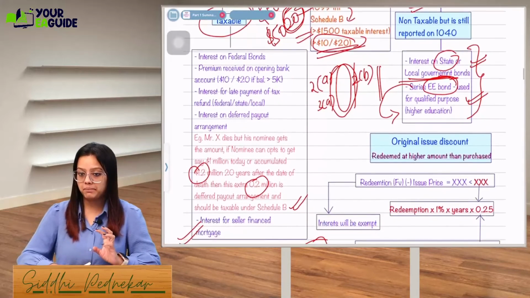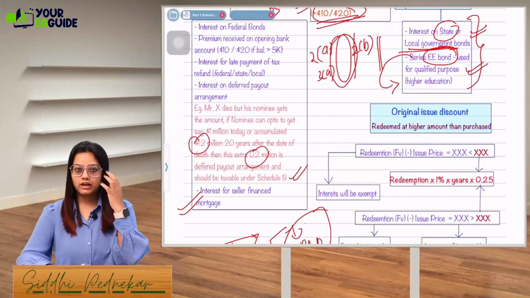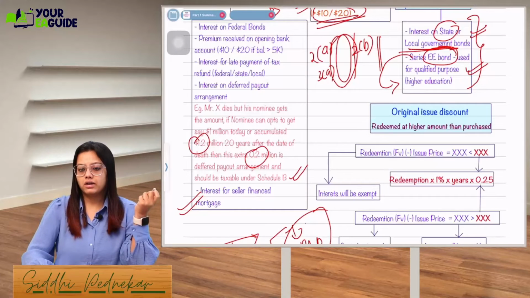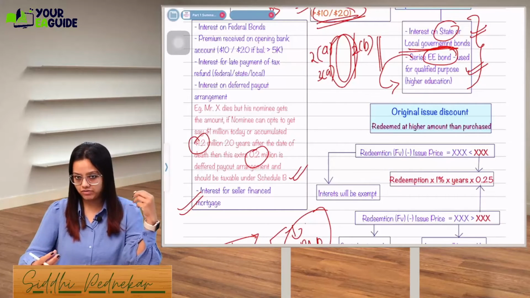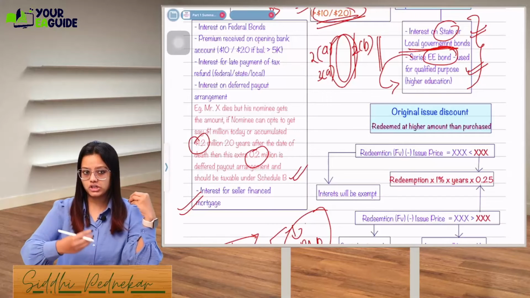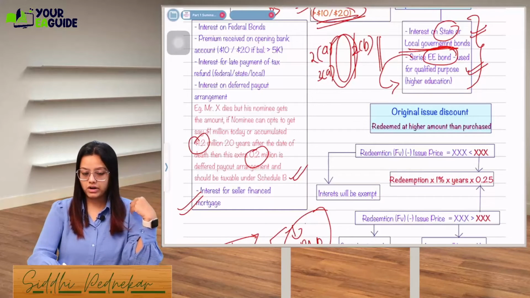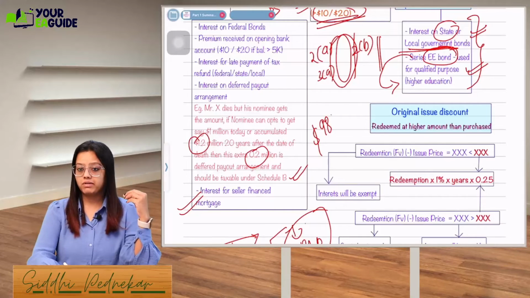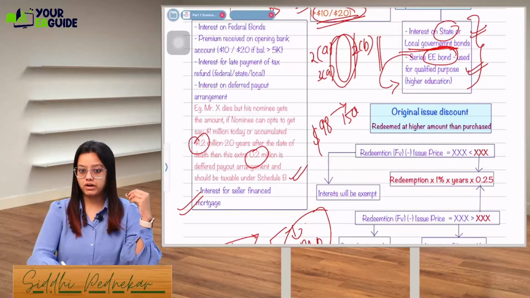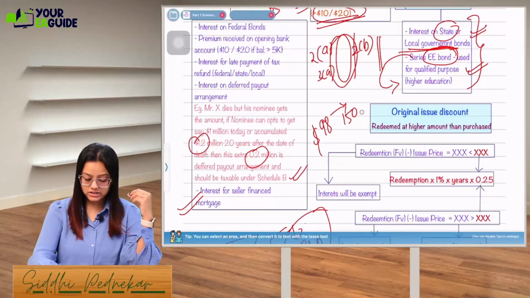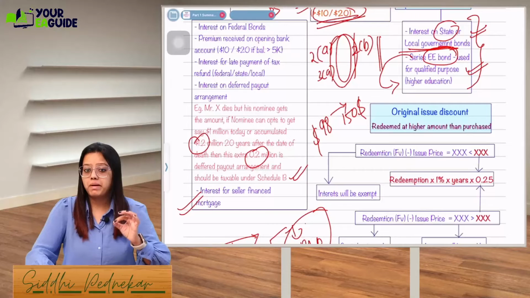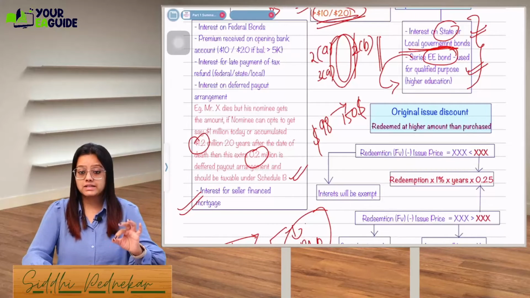Now this will happen if you receive a bond and the redemption value is higher. In that case you have the extra benefit, right? That is OID, original issue discount. Let's say one of the bonds has been issued at $98, but when it is redeemed, it is redeemed at $150. The extra amount which you are going to get at the time of redemption is your benefit.